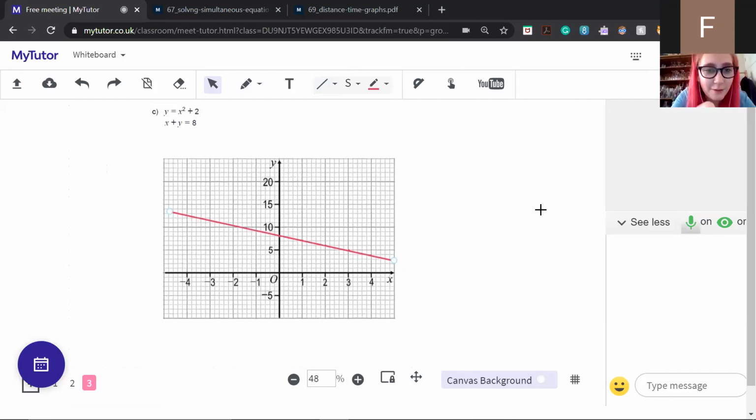So I'm just going to label it. I think labeling them is really important so that you don't get mixed up. So this is the line x plus y equals 8. And hopefully you can see how I drew that. I just picked some points that I knew were on it.